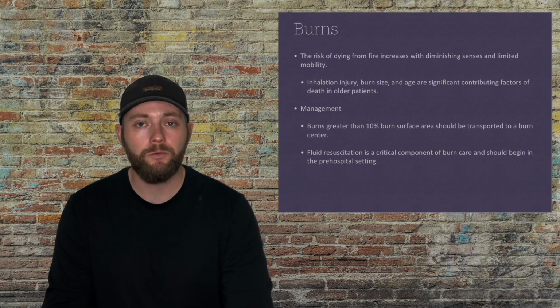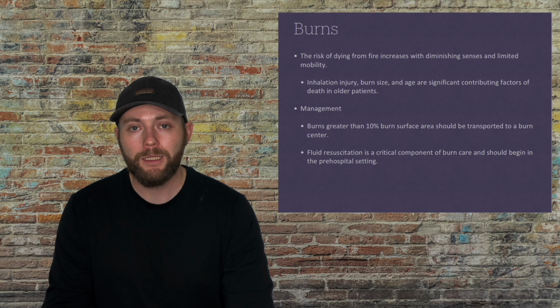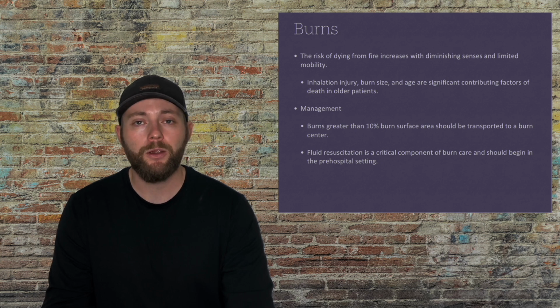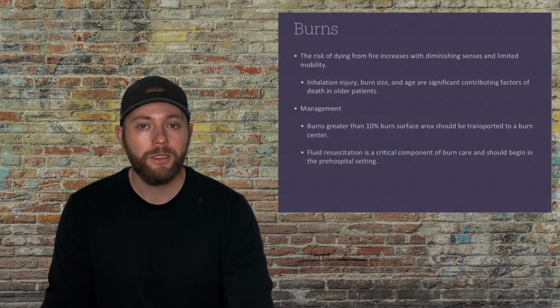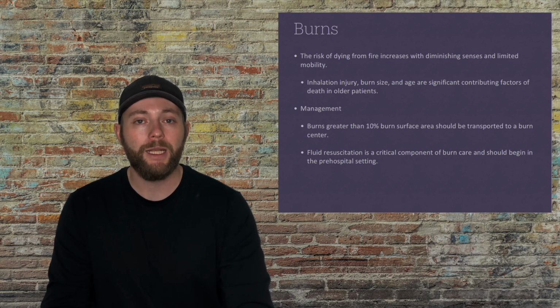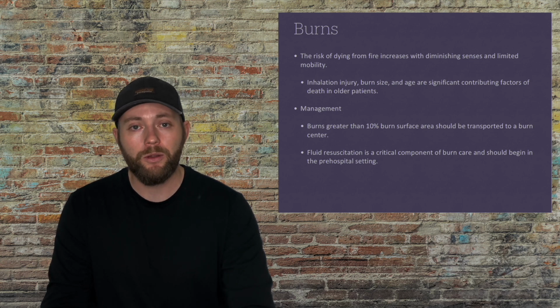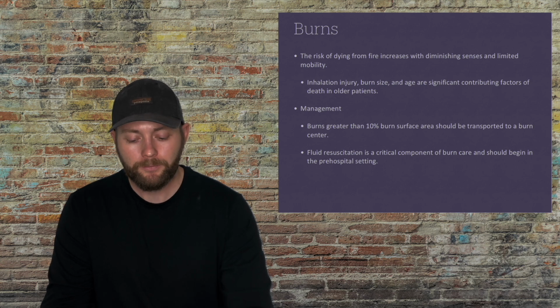The consensus formula, which is formally called the Parkland burn formula, is 4 milliliters per kilogram per percent body surface area, with the first half given over 8 hours and the second half given over 16 hours. So this does require some medication math on our part as pre-hospital providers.